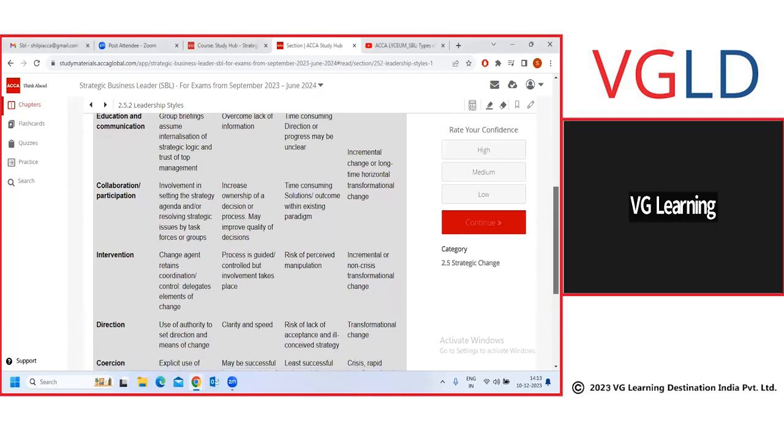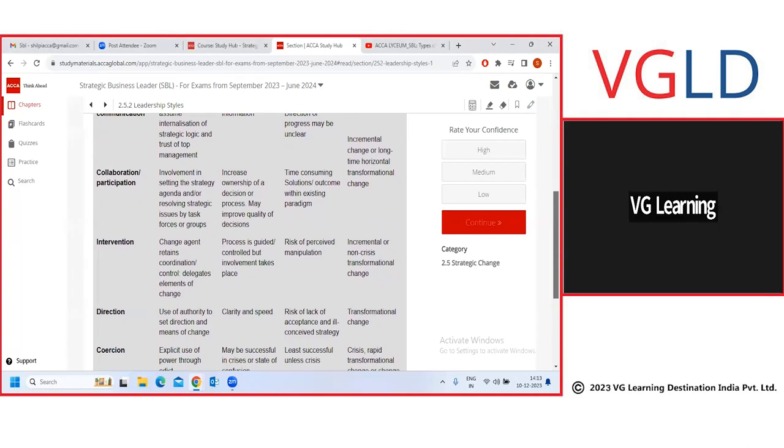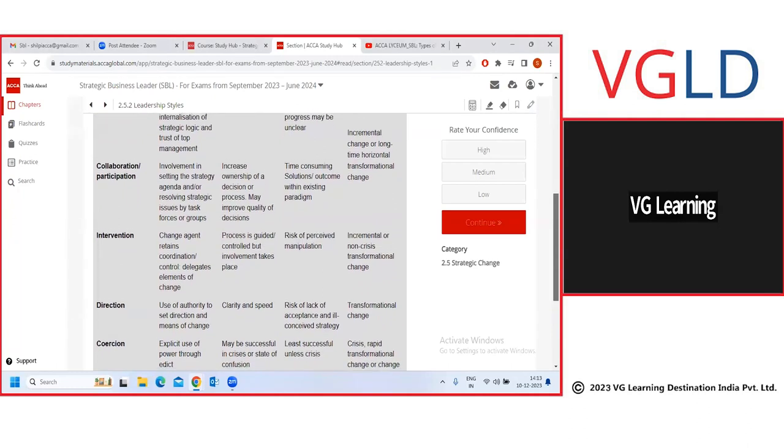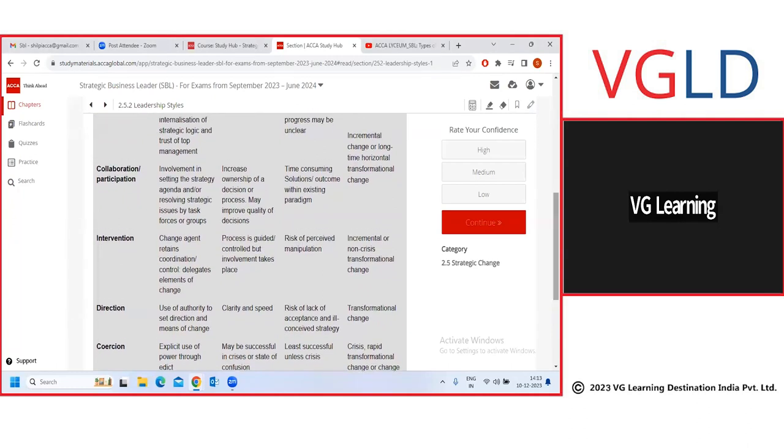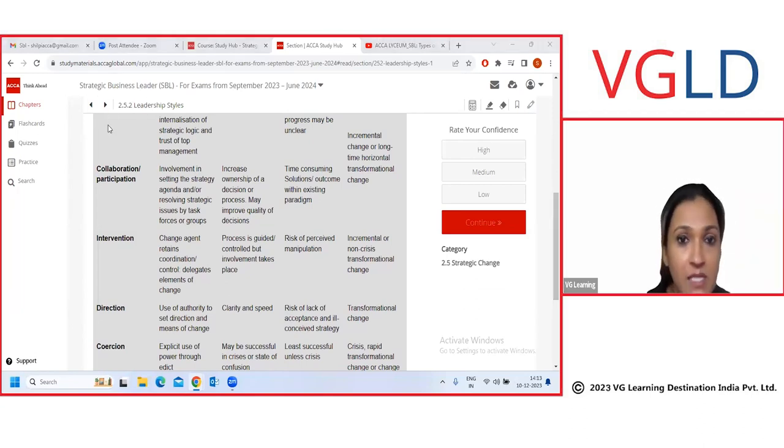Done reading, guys. Please ask if you have any doubts in any of these leadership styles. I've explained them all, but please ask if you have any doubts in this. All the five different leadership styles, you should be able to identify what it means, what are the apparent advantages and disadvantages of each of these styles, and obviously which one is most suitable at what point of time.